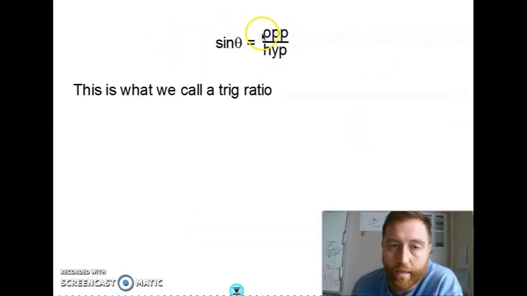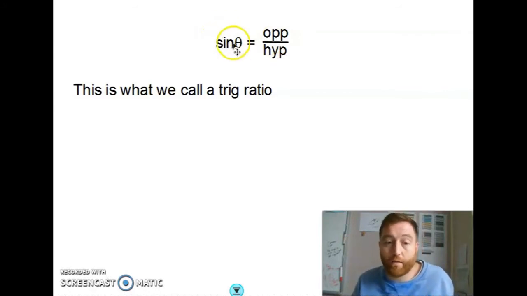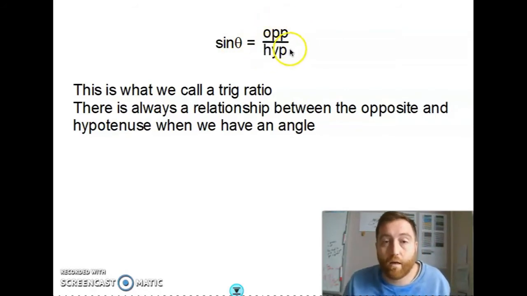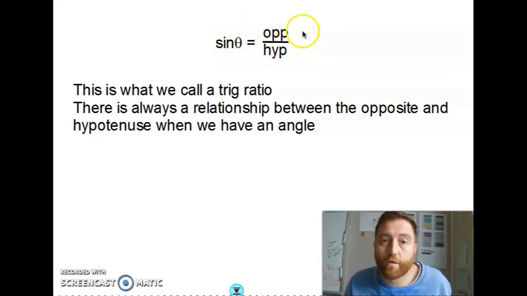Now we have this, which is one of the ratios that is the basis of what trigonometry is. This is nothing to be scared of, although the language looks kind of confusing. All it means is that if we know an angle in a right angle triangle, then there's a relationship between the opposite side and the hypotenuse. So sine, or sin, tells us, when we know an angle, what's the relationship between the length of the opposite and the length of the hypotenuse.